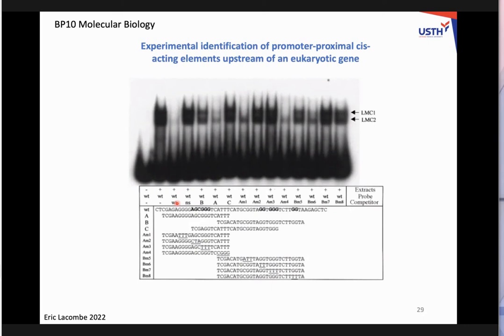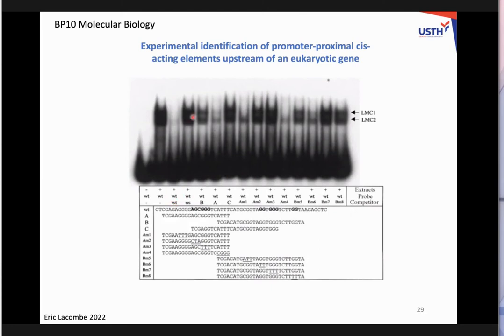The competitor has the same sequence as the probe, so it's a specific competition. Is it okay? Because you put a huge amount of this fragment but not radioactive, the complexes are formed in the gel, but you cannot see them because they are not formed with the radio-labeled fragment, with the probe. So you see, the complex is disappearing when we do specific competition.